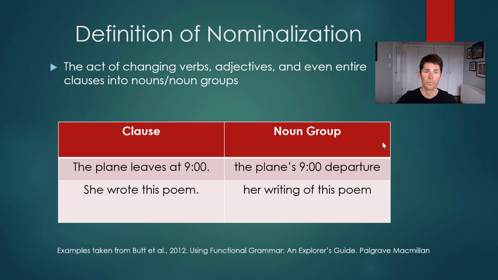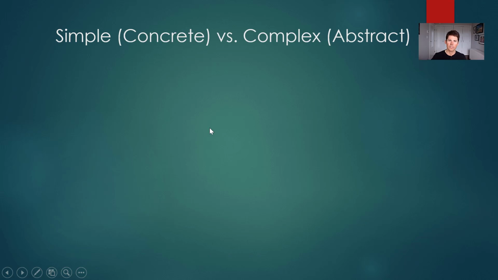For example, on the left we have a clause, the plane leaves at 9 o'clock. On the right we have the noun group version, the plane's 9 o'clock departure. Similarly, we have a clause, she wrote this poem. And the noun group version is her writing of this poem. And so you can see that you can transform virtually any clause into a noun group. Now, why would we want to do that?